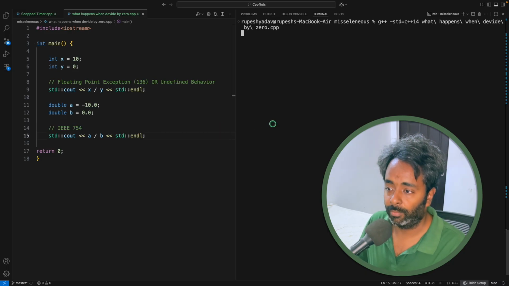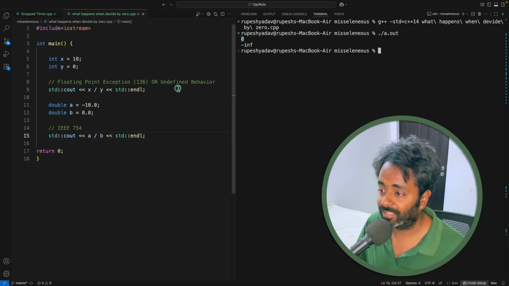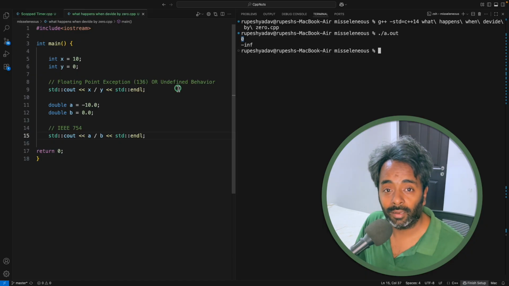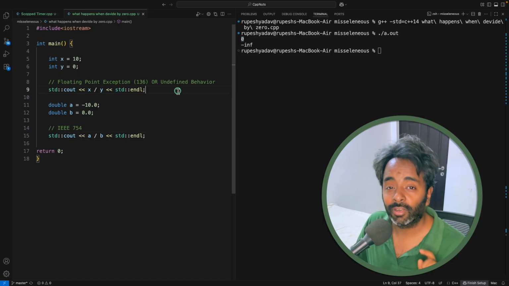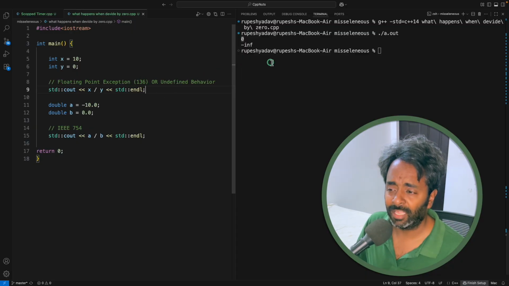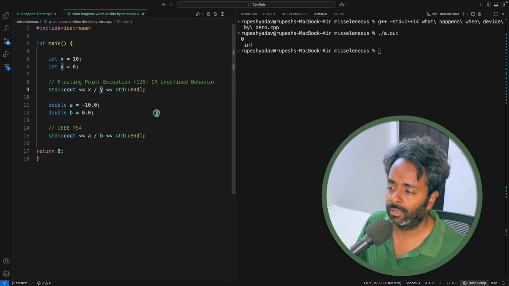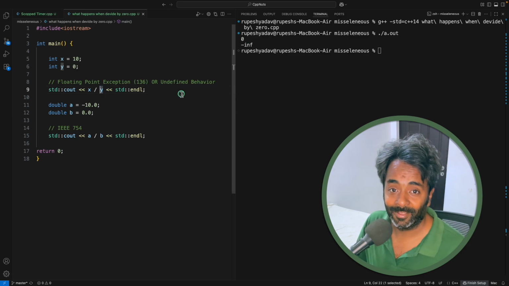I will just compile this and execute this. So this is giving zero. This zero is because this is a Mac, and a Mac handles it differently. But if you run this in Windows, you will get either 136 or a floating point exception error. I think Mac is just taking whatever is there, like this Y, and printing it. This is just my guess.